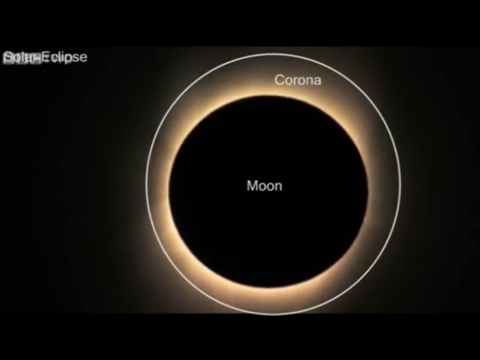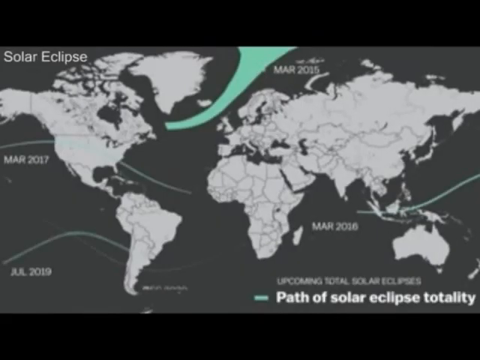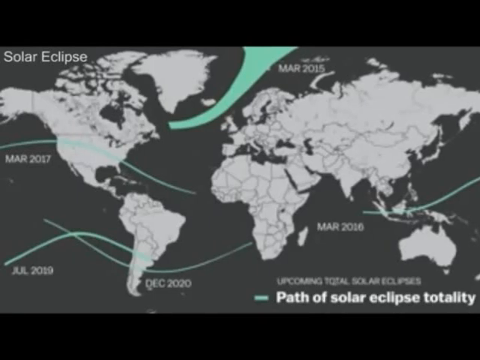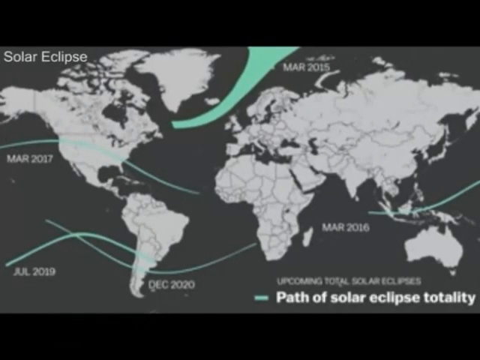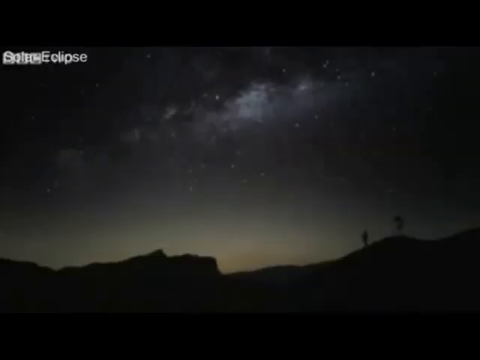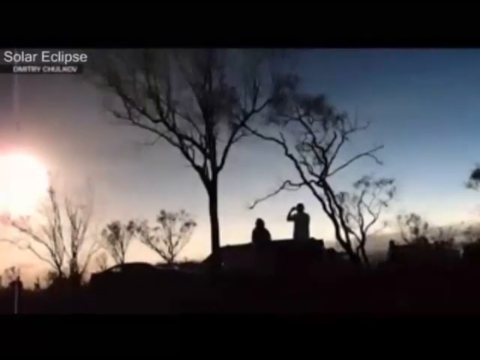The totality lasts not longer than 8 minutes, and although the Earth gets an eclipse like this every 18 months on average, each one is only viewable by less than 0.5% of the world's population. Eclipse chasers will travel all over the world to put themselves in the path of that shadow.